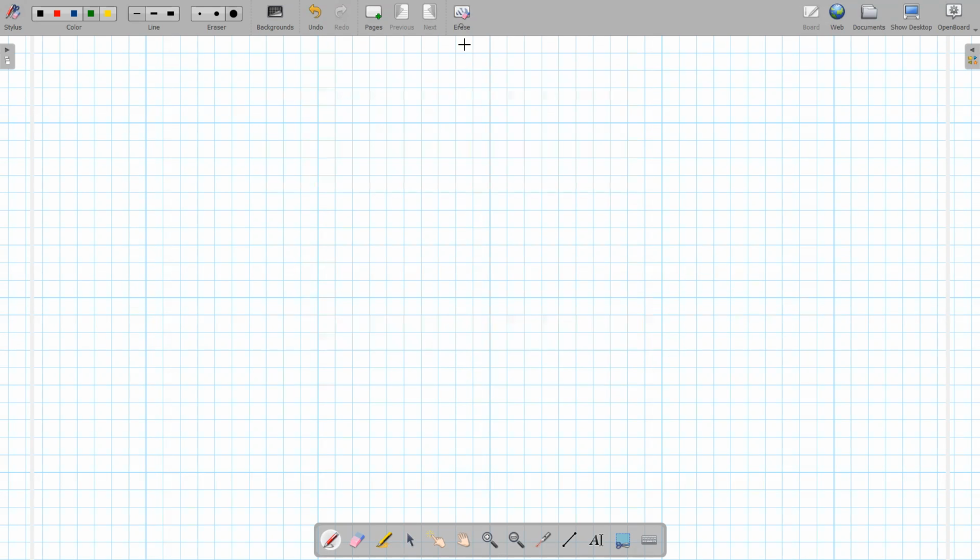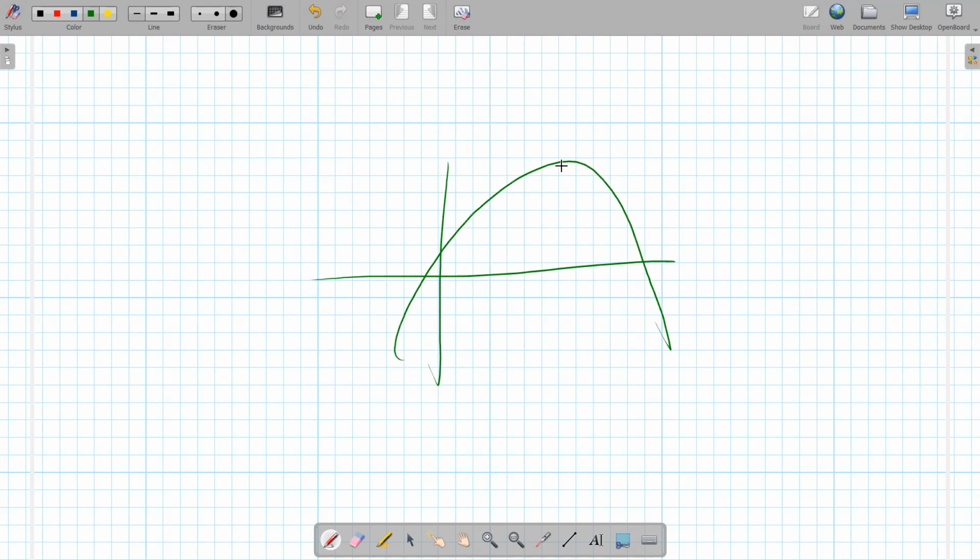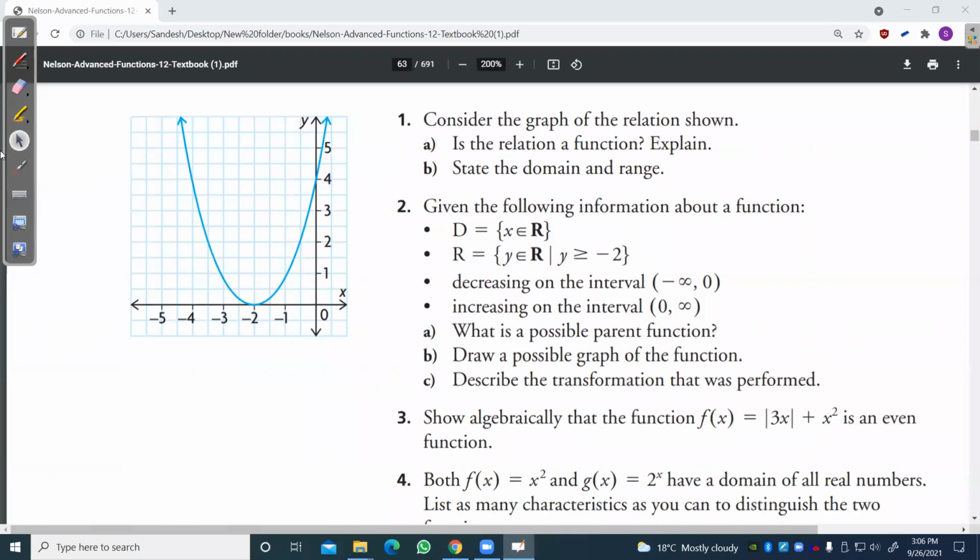Okay? What about something like this? Let's say this point is 6 on the y. What's the range of this? It's less than 6. Okay, less than or equal to 6. It's pretty simple, right? It's quadratic. It's not that bad. Okay. Let's do the next one.